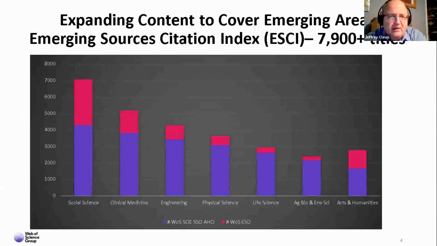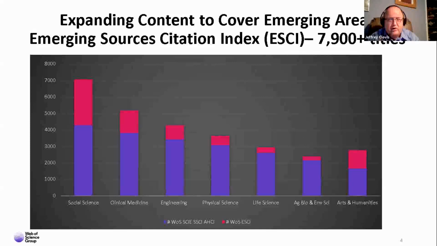So I'm not going to show you the citation databases, but one thing I do want to cover is how we've expanded the content to cover emerging areas. All quality publications that are selected one by one with the same strict quality selection criteria. But you can see from this slide that in the social sciences now we have over 7,000 titles that are covered from all different countries all over the world. In the sciences, clinical medicine, engineering, physical sciences, and life sciences, and ag, bio, and environmental sciences, you have additional content, but then also in the arts and humanities, we have almost 3,000 titles at this point.